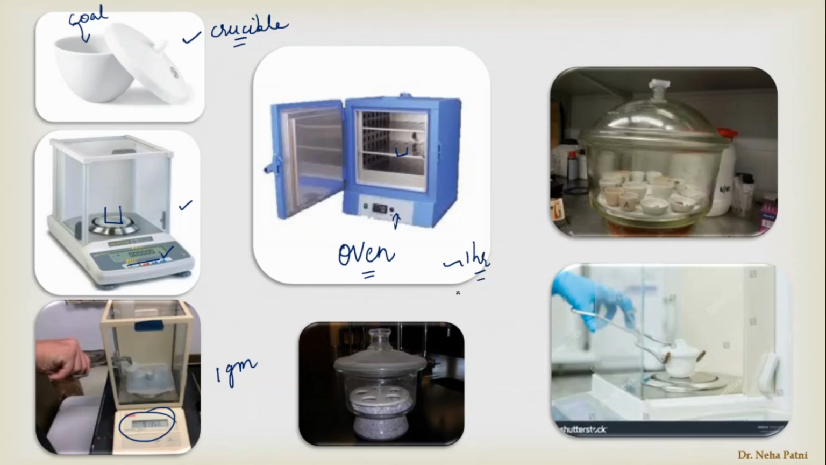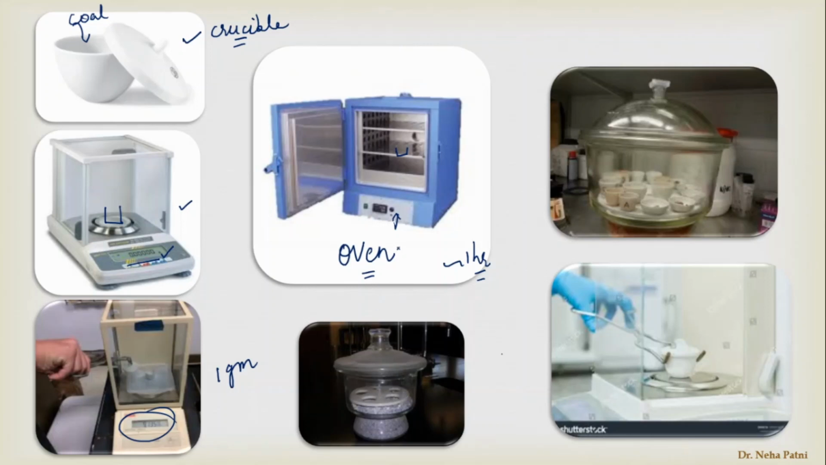Once you take the crucible out of this oven after 1 hour, you're going to use this desiccator, which is a transparent, glass kind of container, wherein you can see at the bottom anhydrous calcium chloride is kept. I hope you remember, anhydrous calcium chloride is a dehydrating agent. It is hygroscopic, so it's going to absorb moisture.